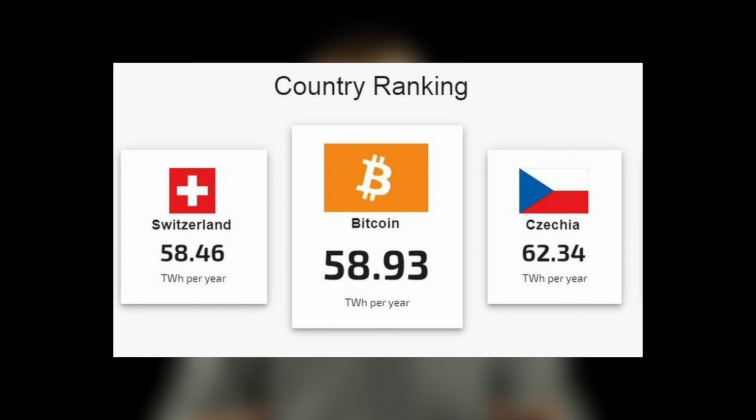Mining requires highly specialized computer hardware to solve puzzles. It requires investments in both hardware and power. And yes, mining consumes a lot of power. Bitcoin uses as much energy as the whole of Switzerland every single year.